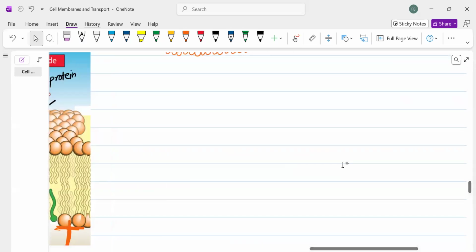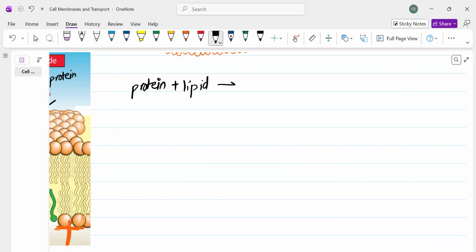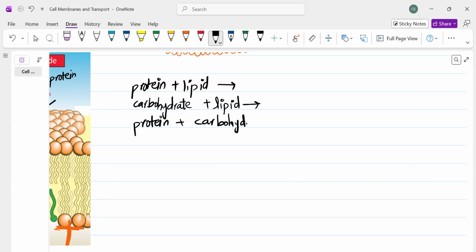If you have protein plus lipid, and then I have carbohydrate and lipid, and protein plus carbohydrate. I think all these scenarios are done.